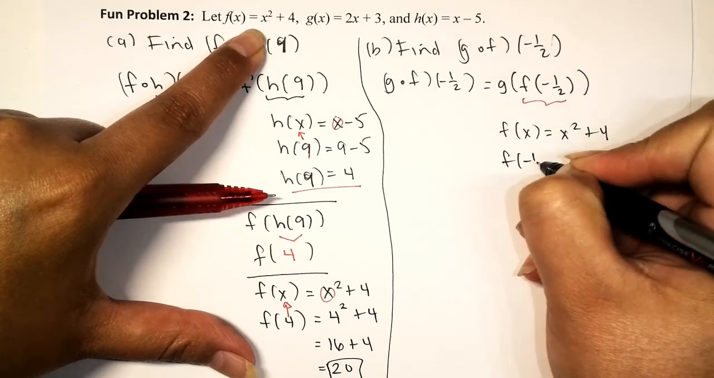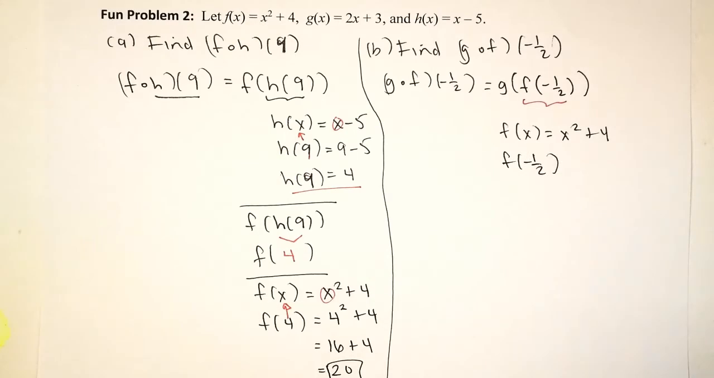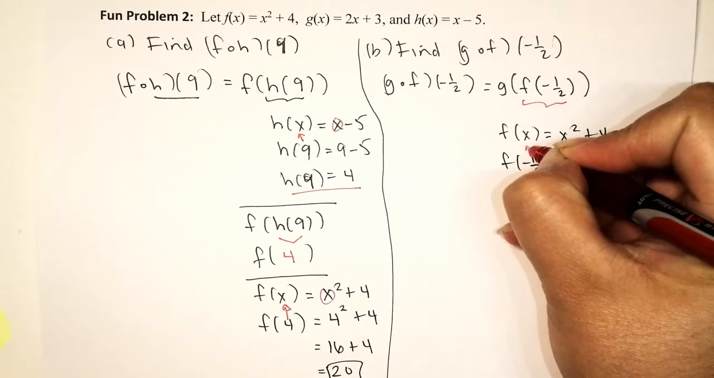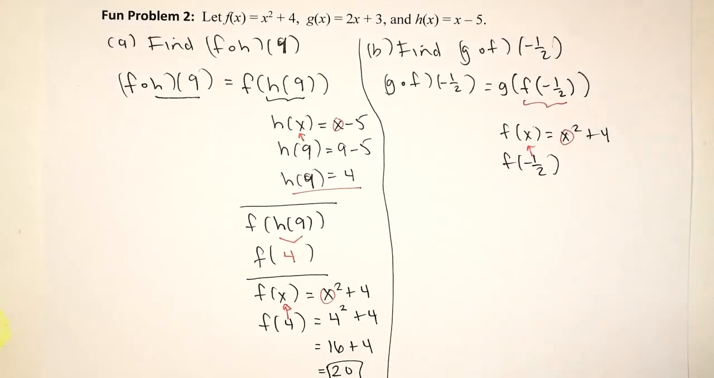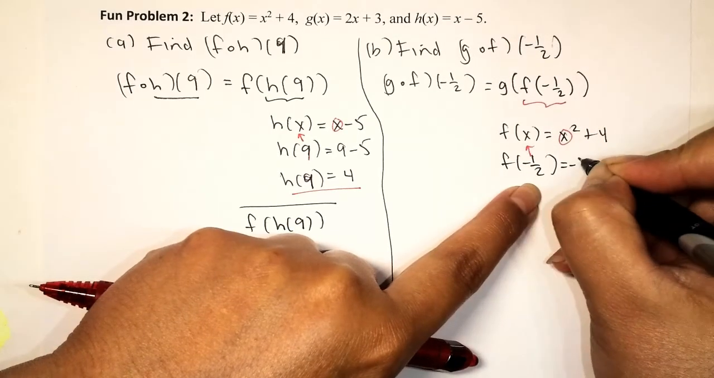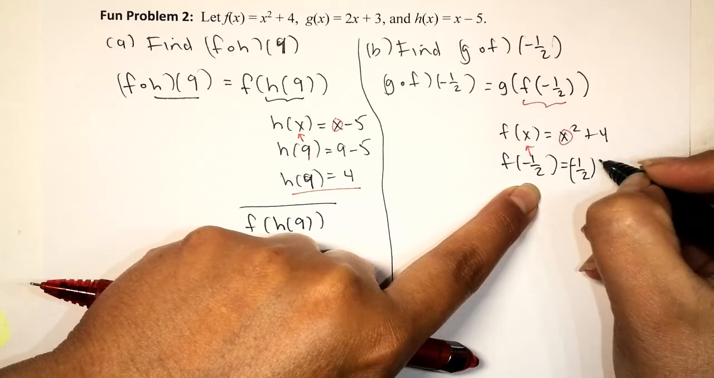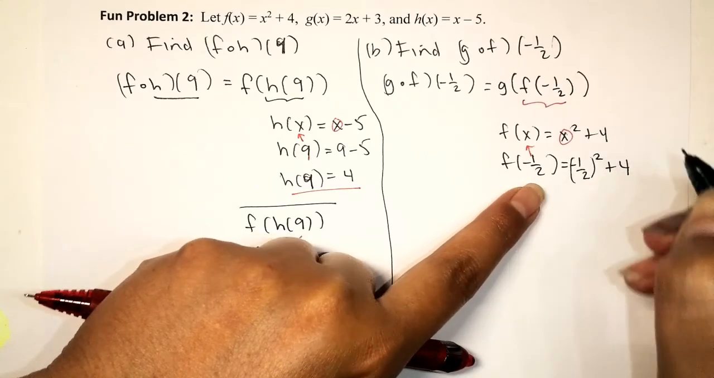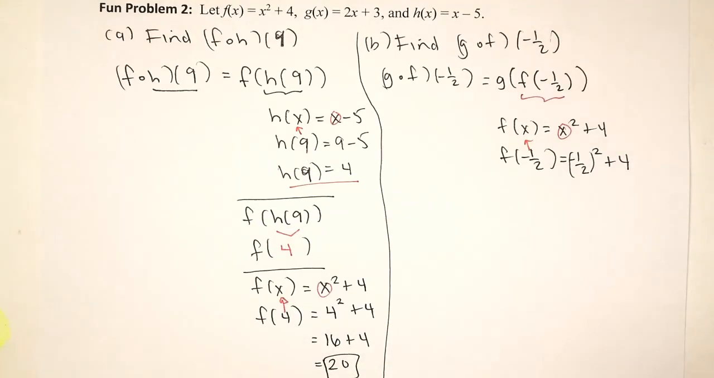So we have f of negative 1/2. Let's substitute a negative 1/2 for the input of x. Okay, so that will leave us with x, which is negative 1/2. We have to square it and then add 4 to it. You know what? If you want to use a calculator and give me a decimal, it's fine. Decimals are fine as long as you don't round.